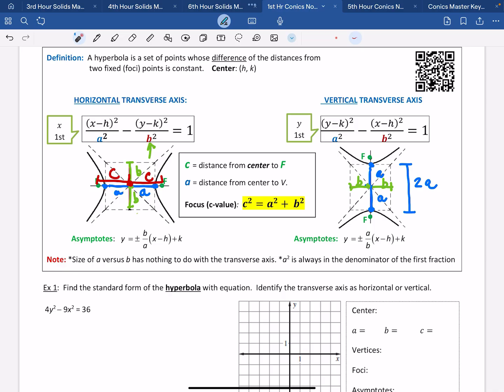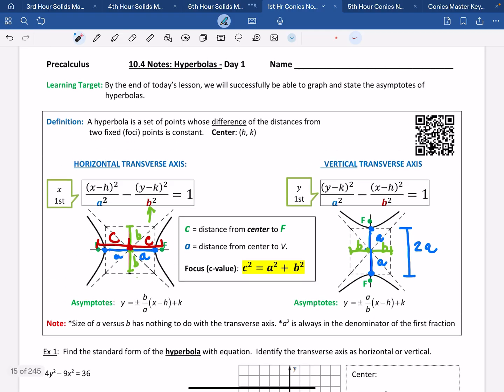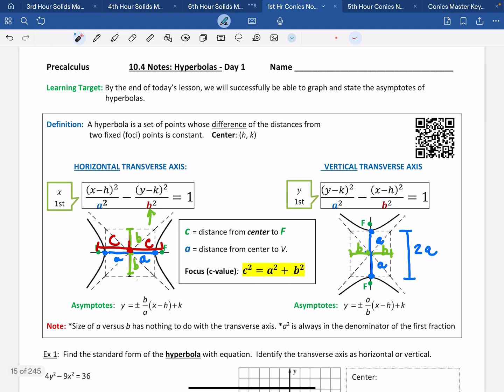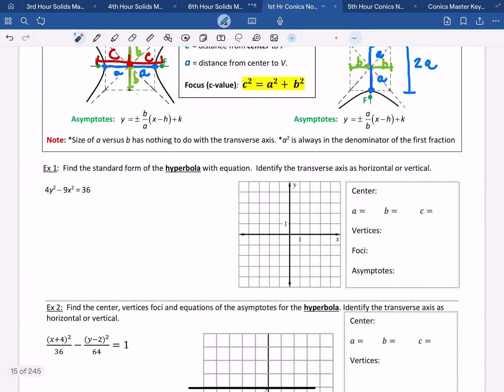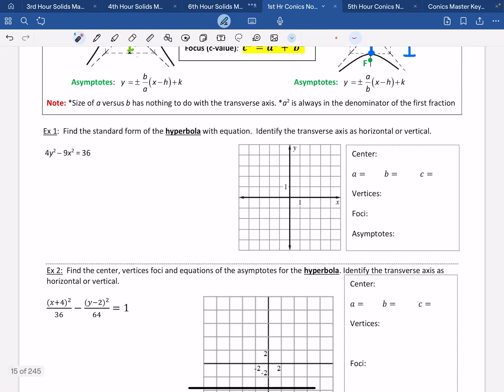All right, so let's do some of these. The first step would be to go ahead and put it into the proper format. So let's go ahead and do that. Divide both sides by 36, put it into the proper format.